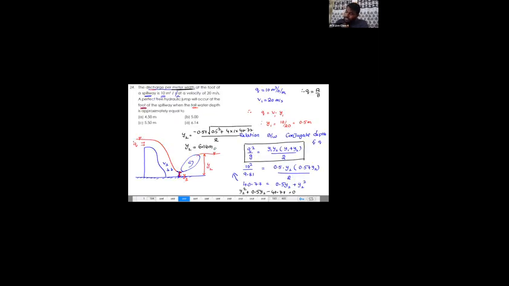So this is for the case where the given channel is a rectangle. They did not mention anything, right? So I am taking it as a rectangle.